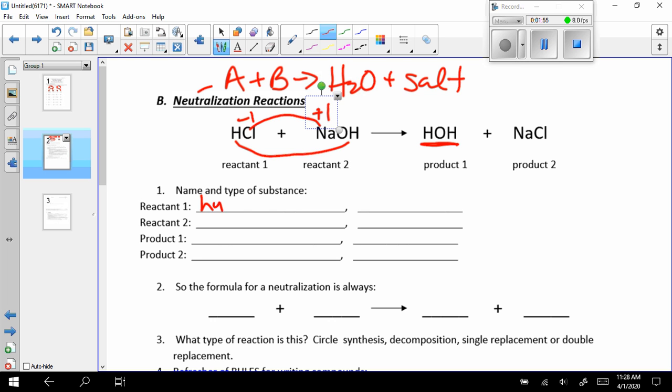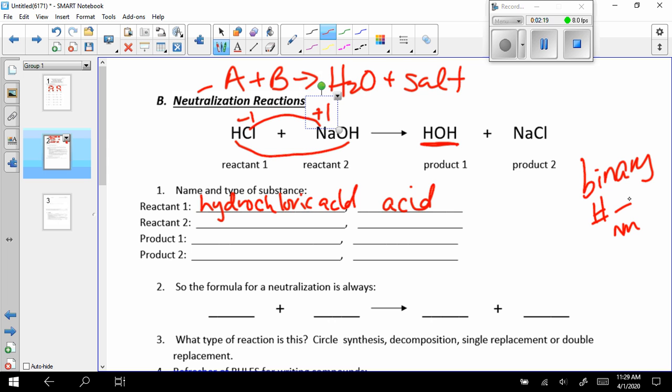Reactant 1 was hydrochloric acid, which is an acid. So how did I get that? First of all, it starts with an H, gives it away as an acid. I go to table K, it's the first one listed. Since it's a binary acid, binary acids only have an H and a non-metal, and they always start off with the name hydro. So if it was HBr, it'd be hydrobromic acid. If it was HF, it'd be hydrofluoric acid.